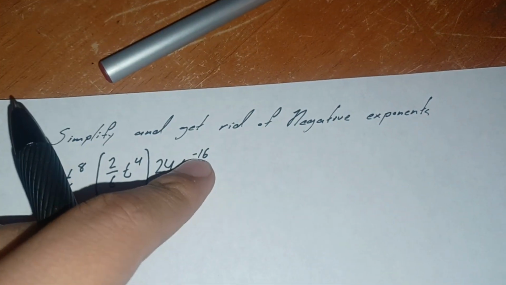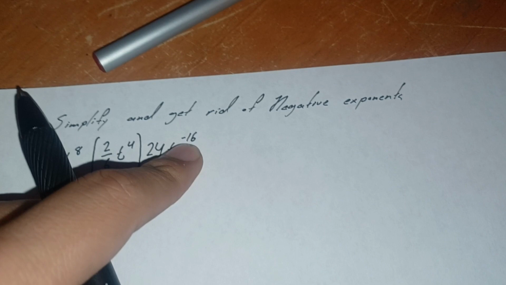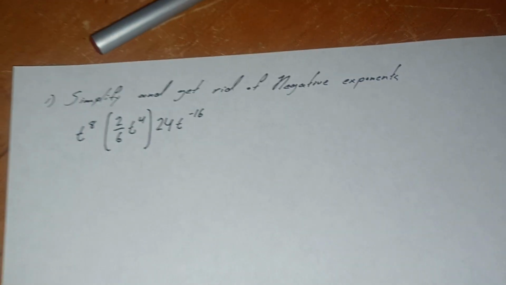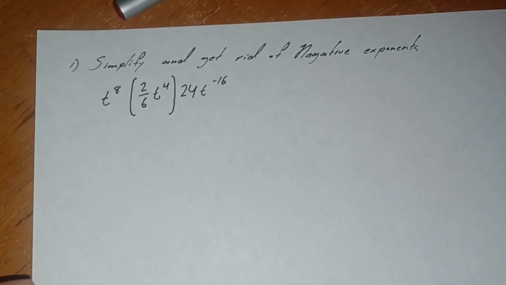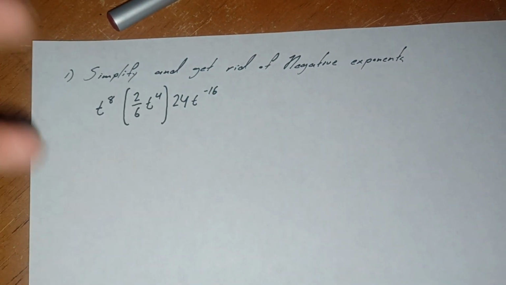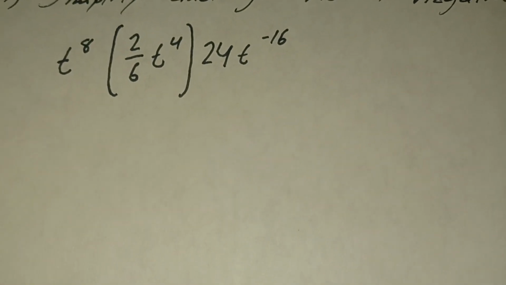So we see that there's one negative exponent, negative 16. We can't have that, so we want to get rid of it. So let's go ahead and start that right now. So this expression is literally equal to t.